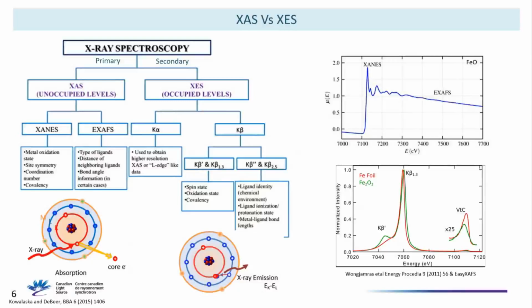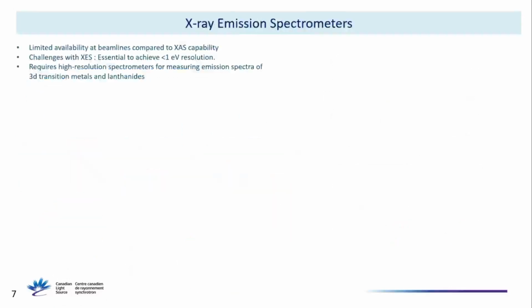K beta 2,5 and K beta prime, those are very weak transitions. Since these are very sensitive to the spin as well, and also the chemical environment, mostly we will be focusing on these K beta 2,5 transitions. That's very important to understand the chemical environment. As you can see, this is also called the valence to core transition. The next.